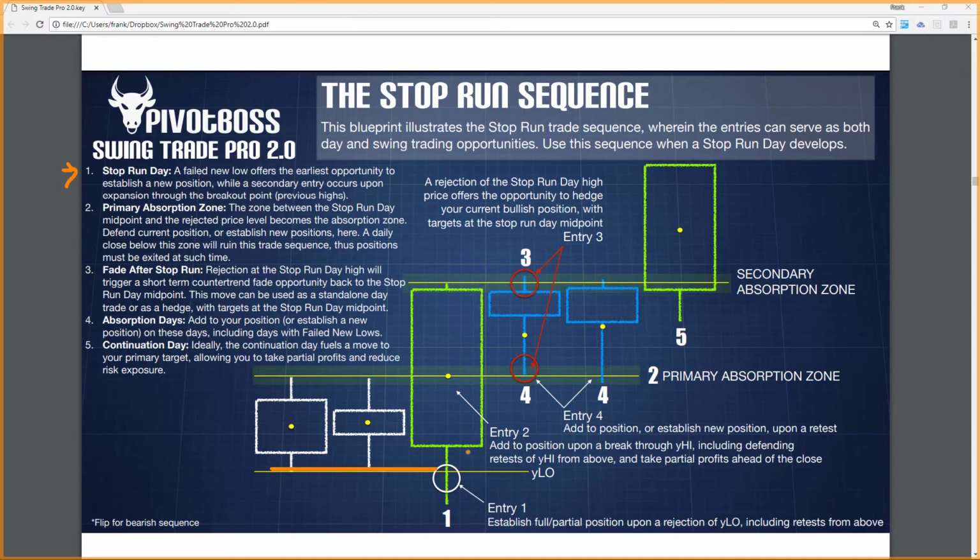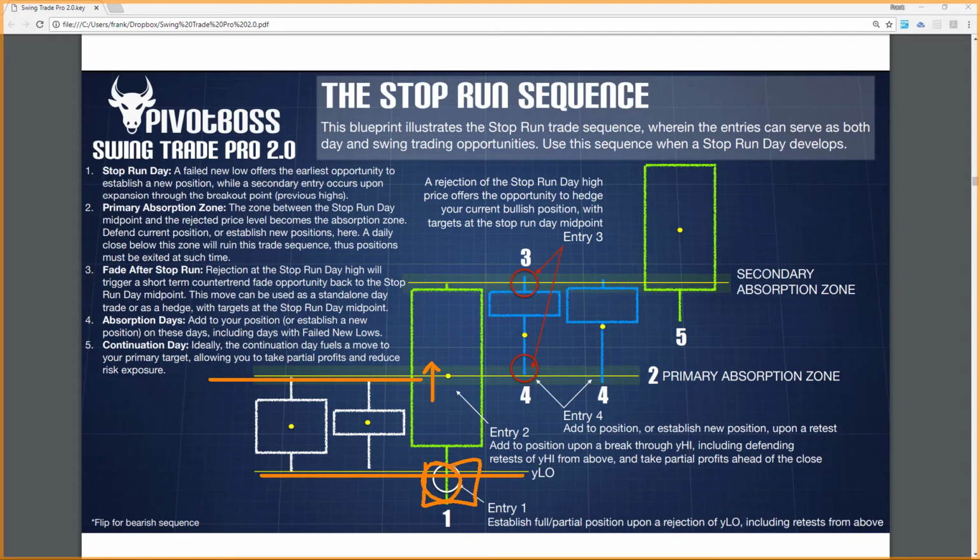Now this isn't always the case, but sometimes price will drop down through multiple day lows, reject, and turn right around and trigger a stop run day in the opposite direction. So a failed new low, again, would be the earliest and ideal entry idea for that type of opportunity. Now, again, only a small percentage of trades fall within that category because most times you don't really know it's a stop run day until you're really breaking through prior highs.